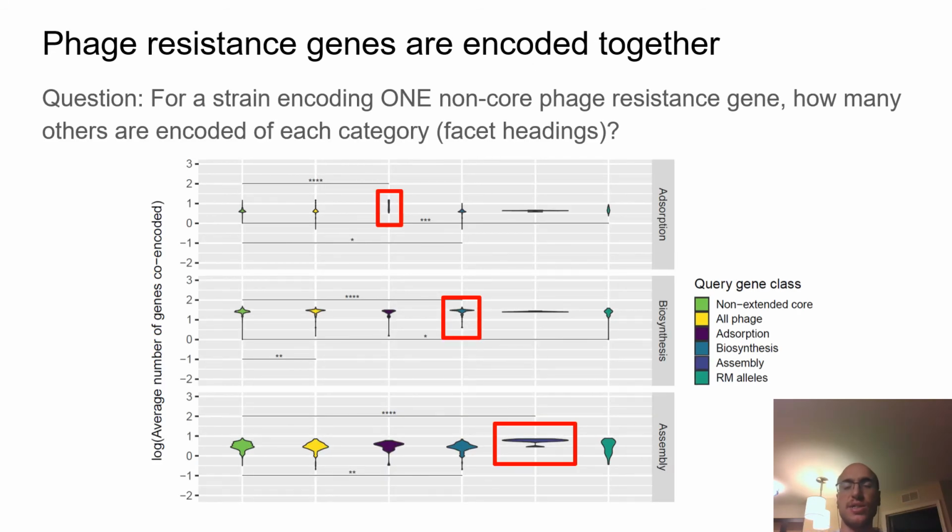I also asked whether there was any genomic modularity. I asked whether for a strain encoding one non-core phage resistance gene, how many others are encoded of each particular category. By far what I found for each category, noted by these subheadings, is for strains encoding an adsorption gene, it was more likely to have another adsorption gene than genes of any other category. The same was true for biosynthesis and assembly. So phage resistance genes are encoded together, most often with those of the same category.